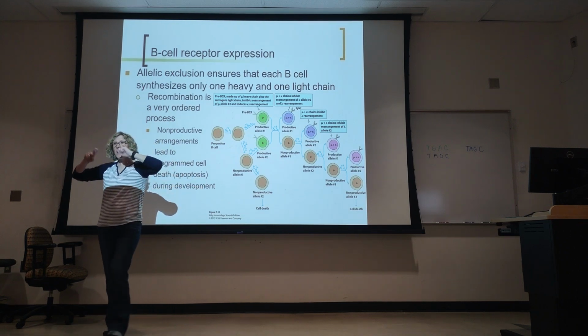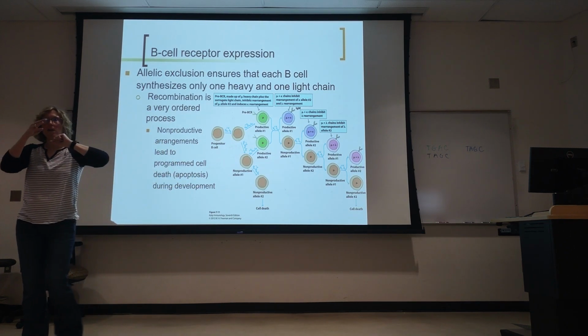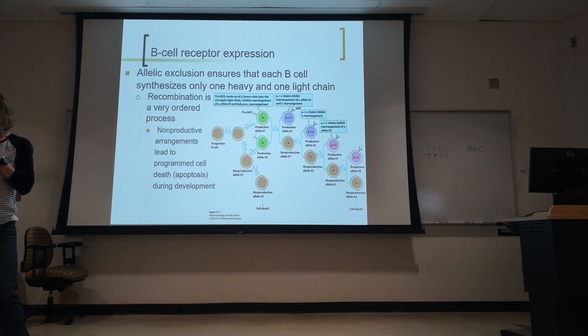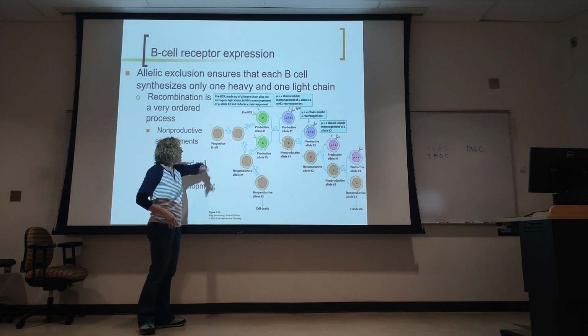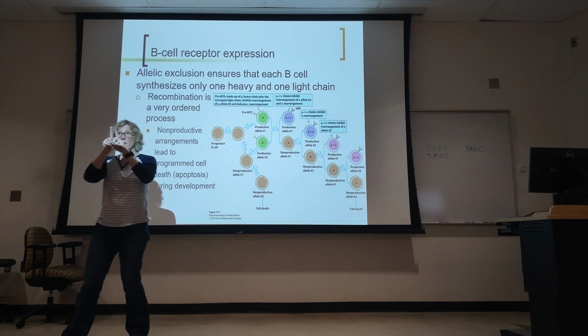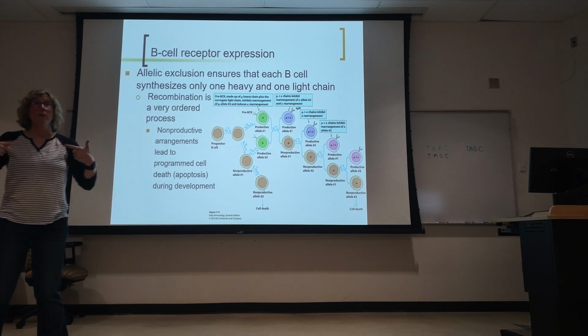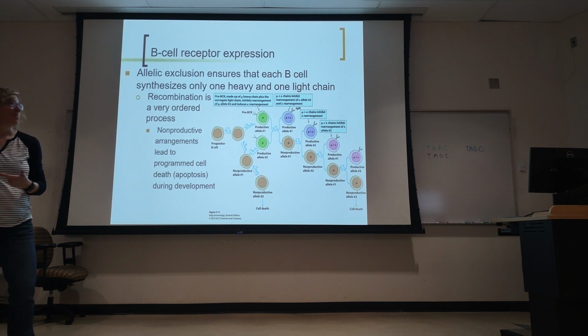This guy's got RAG1 and 2 activated, cruising along, looking for heavy chain diversity and joining regions to clip together. If we clip this together functionally, now we have a chromosome that has the DJ pair. We've got to figure out what V we're going to add.